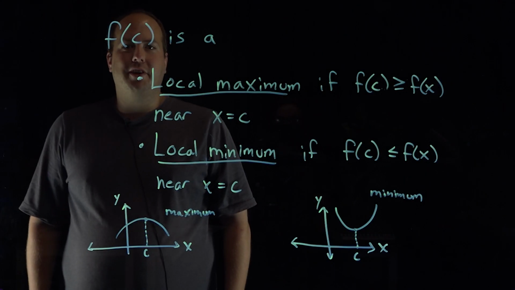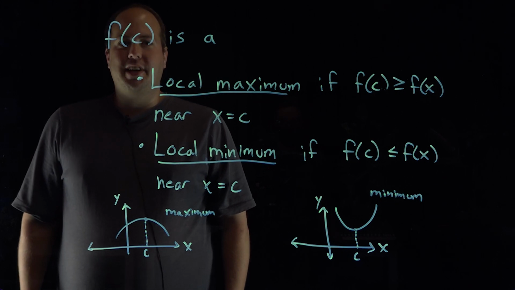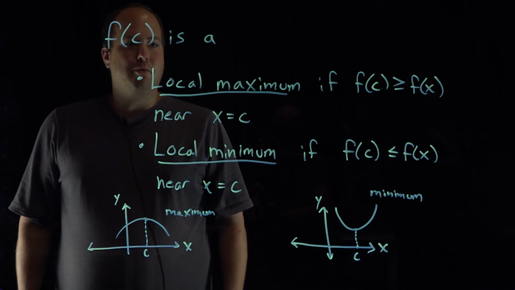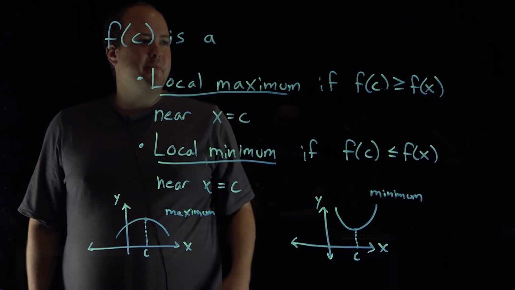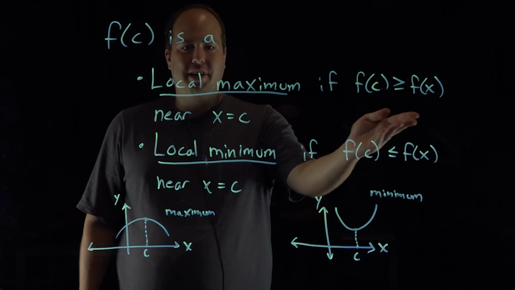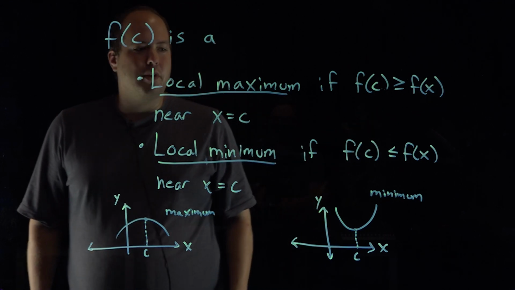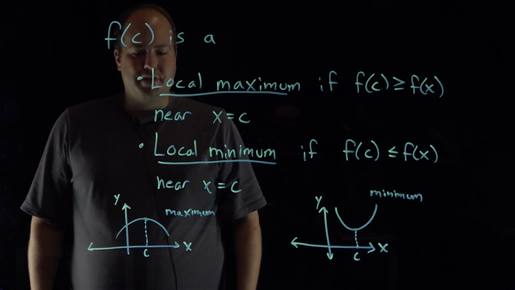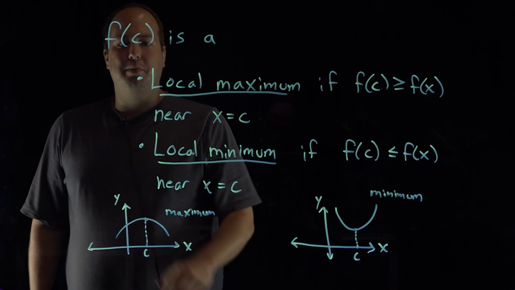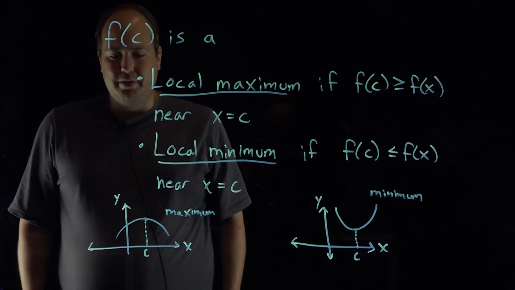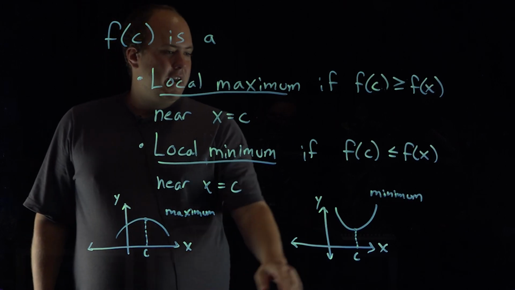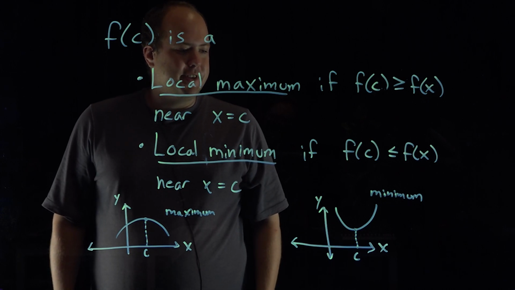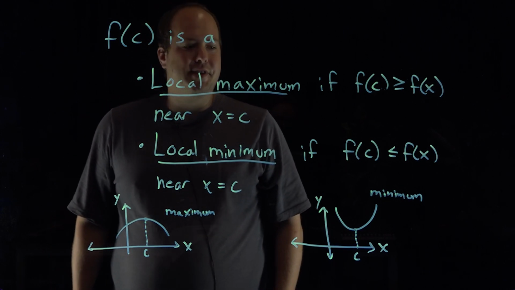In this video, we'll be talking about extrema. So we will say f of c is an extrema where it can be either a local maximum if f of c is greater than or equal to f of x near x equals c, or a local minimum if f of c is less than f of x near x equals c. So here we see a maximum occurring because the function value is largest near x equals c, and a minimum occurring here because the evaluation is smallest near x equals c.